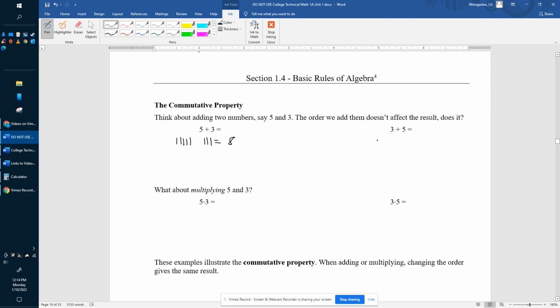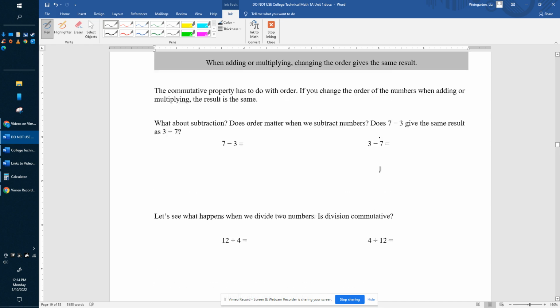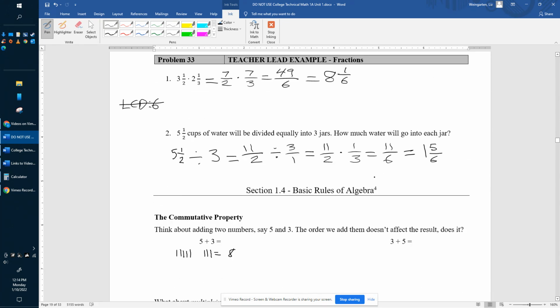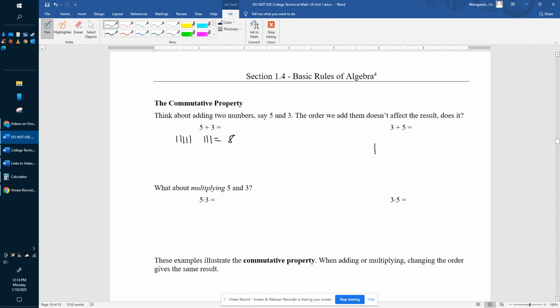Let's take 3 and 5. 3 tally marks plus 5 tally marks. And we still get 8 tally marks. So it doesn't really matter which order the two numbers we're adding are, we still get the same result.